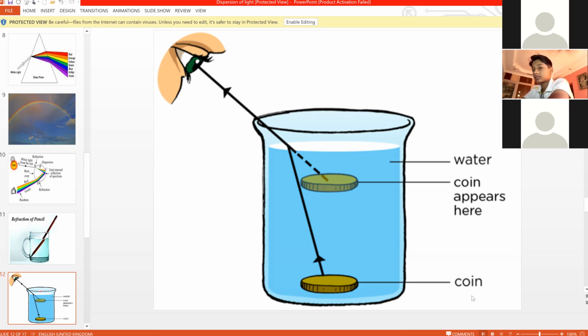So when the coin goes down but you see it from your eye, it appears like it is there at the top somewhere. It looks like it's floating. But this is refraction, ma'am. These are daily life examples of refraction. So this is one example.